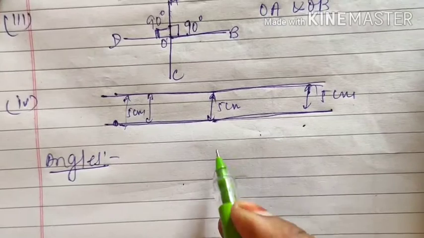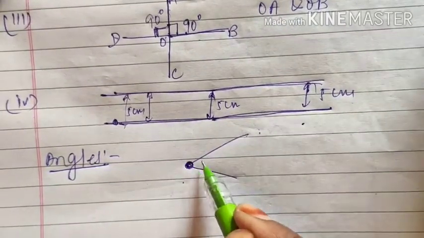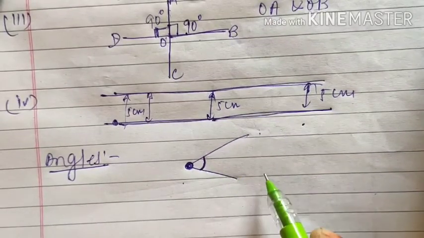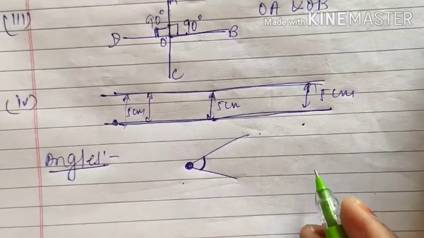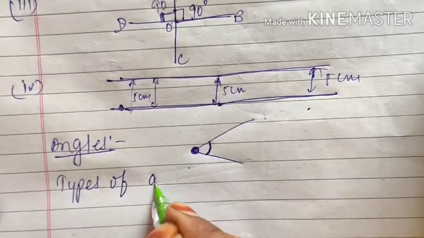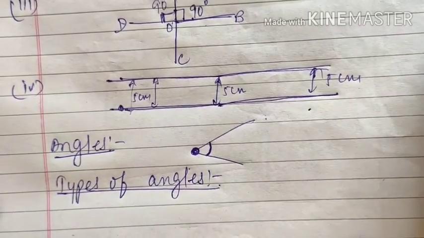So we have seen that when two line segments meet at one vertex, then this measurement is known as angle, and it is measured generally with the help of a protractor. Now we have some types of angles on which our exercise 12.1 depends. So we have to learn it.